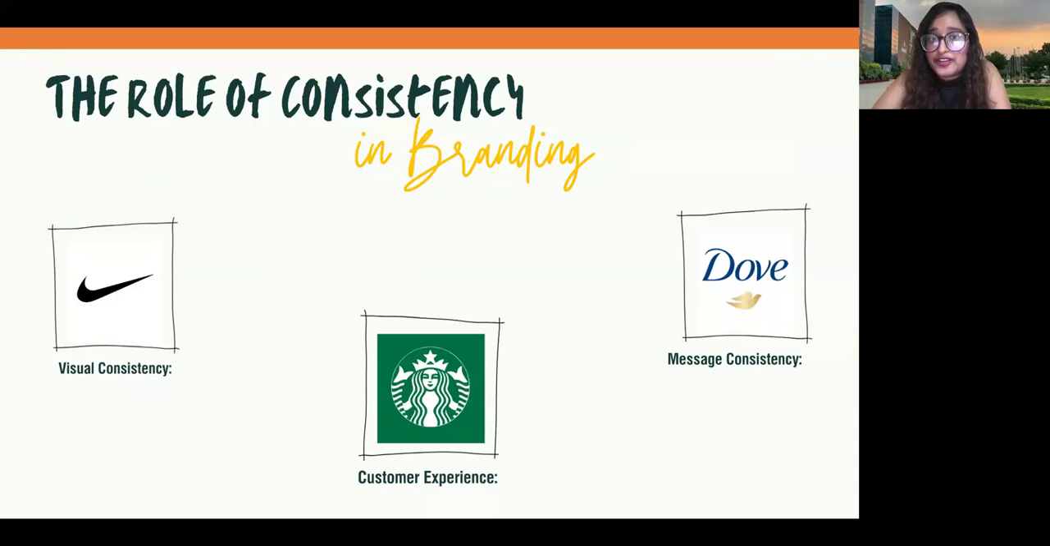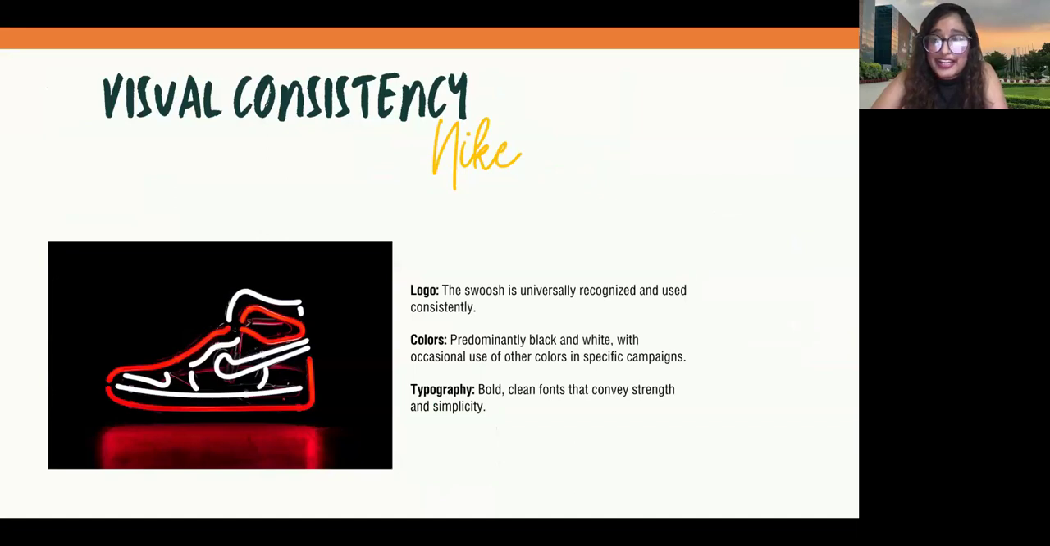There are three types of consistency in a brand. One is visual consistency, second is messaging, and third is customer experience. An example of visual consistency is Nike. Have you seen the Nike logo? It's so simple and so easy. It's just a tick. That's called a swoosh. And anywhere you see a tick, you will be like, oh, is it the Nike brand? So that's visual consistency. And you can even use colors, but Nike always uses a specific type of colors, and the typography is always bold and clean fonts.